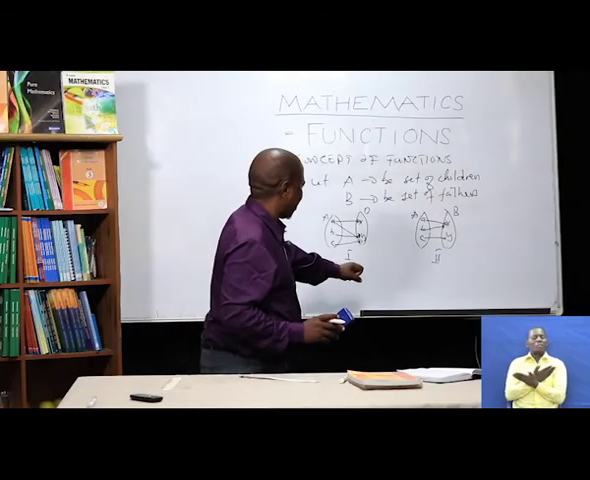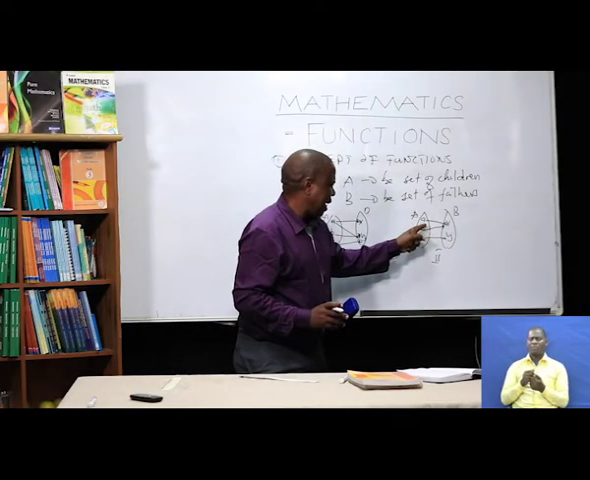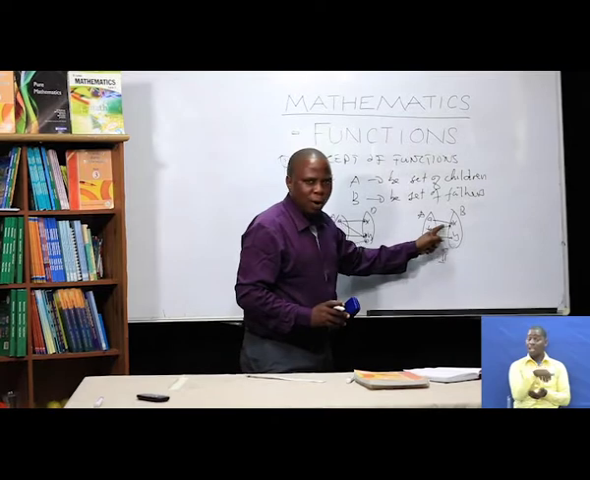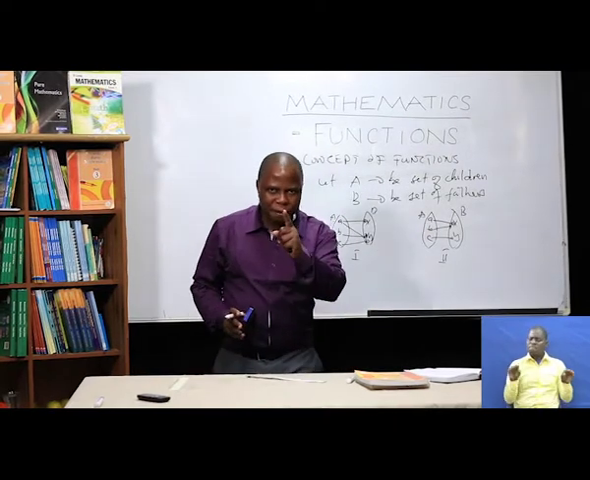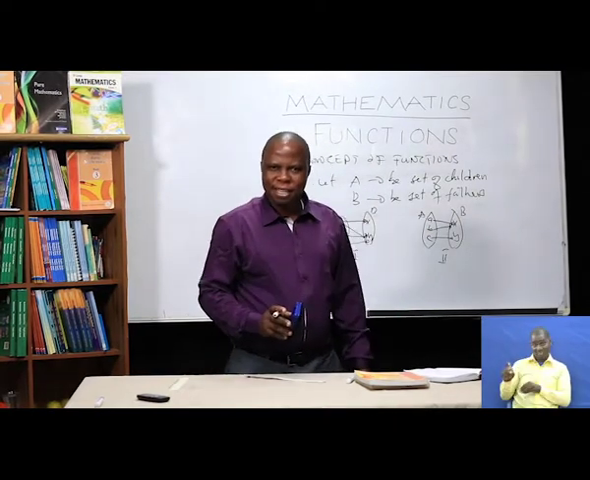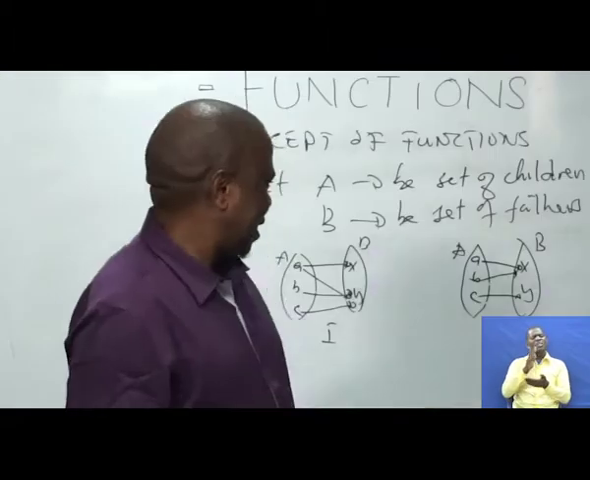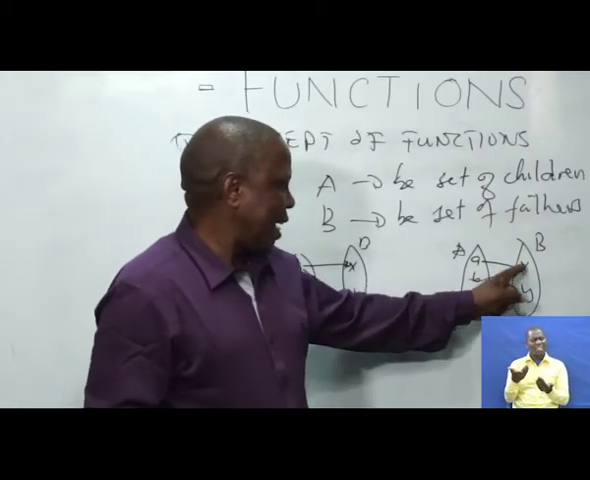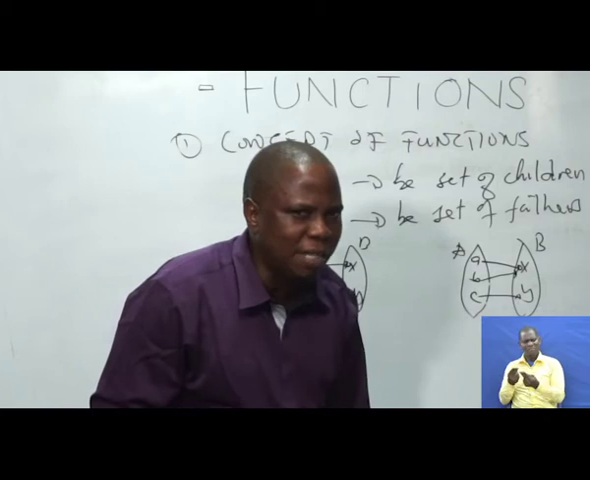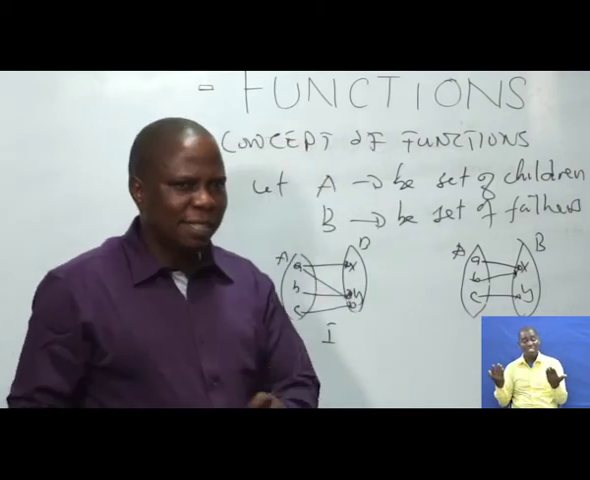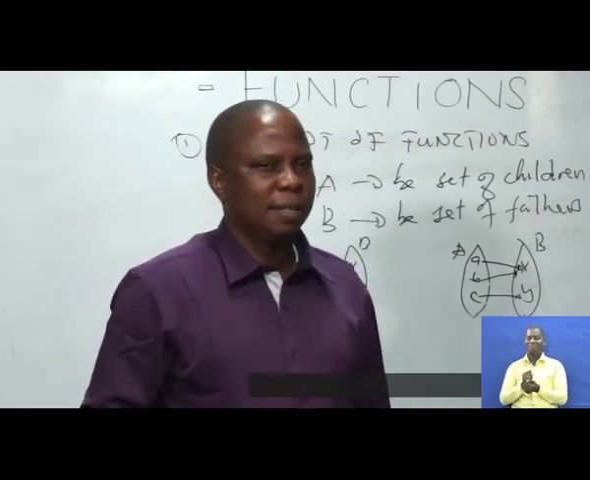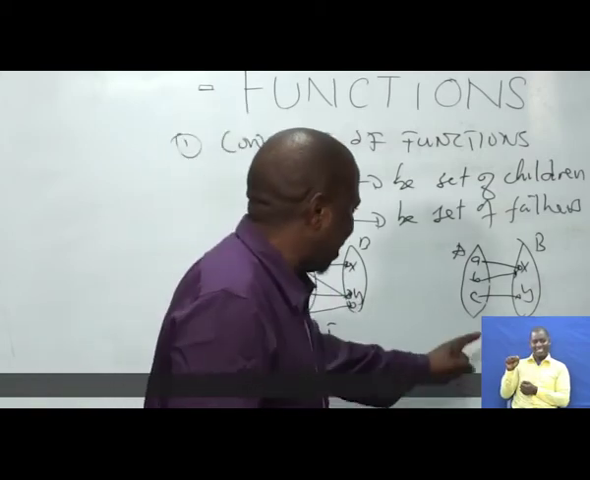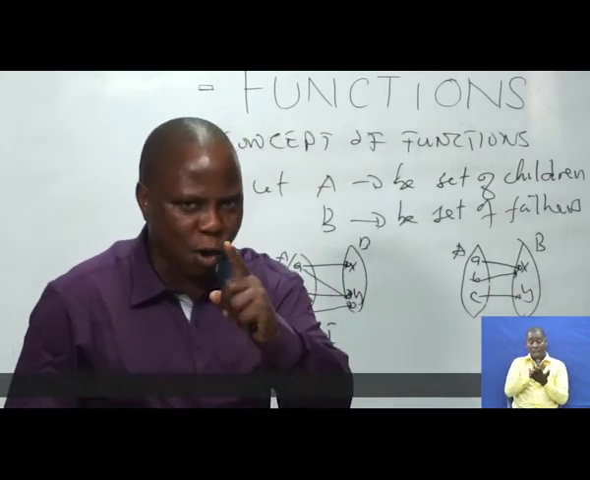Let's go to the second one. We have seen that a child A and a child B are connected to the father X. Is it true that a father can have two different children? Yes. The answer is yes. So it means the second illustration is correct.